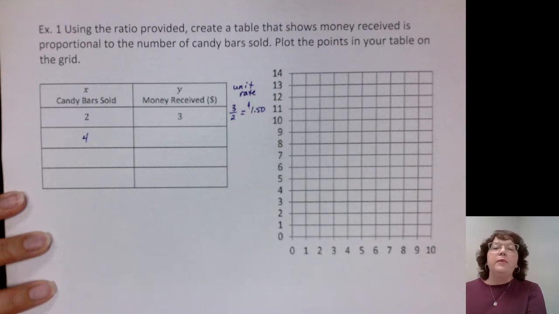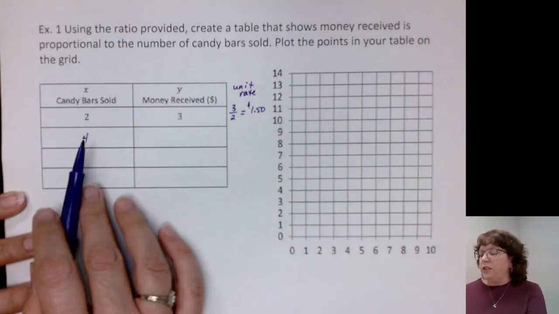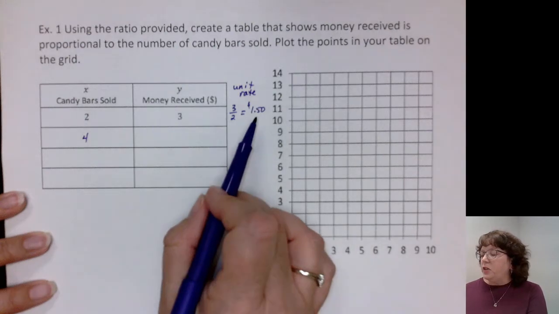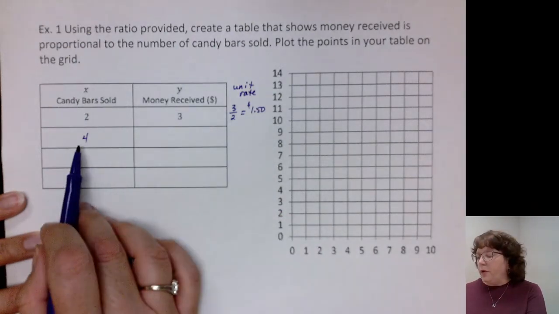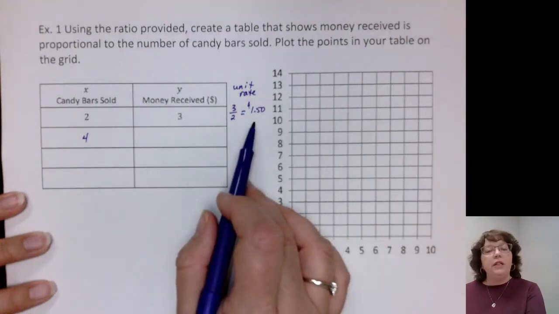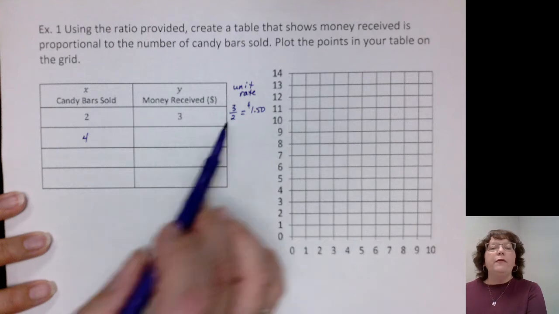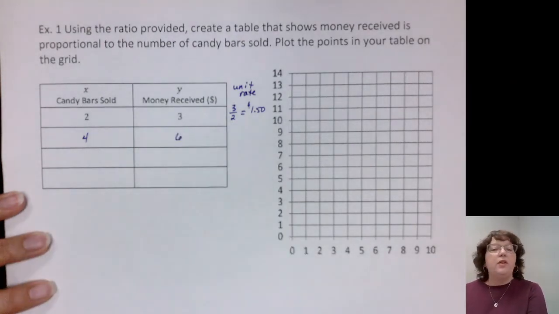Okay, couple of ways we can look at this. We can say, well, if he sold 2, he got $3. So if he sold 4, he sold twice as many candy bars, so he should receive twice as much money, or $6. Or we can use that unit rate like we've done in other examples and recognize that 4 candy bars at $1.50 each would be 4 times 1.5, which does indeed give us $6.